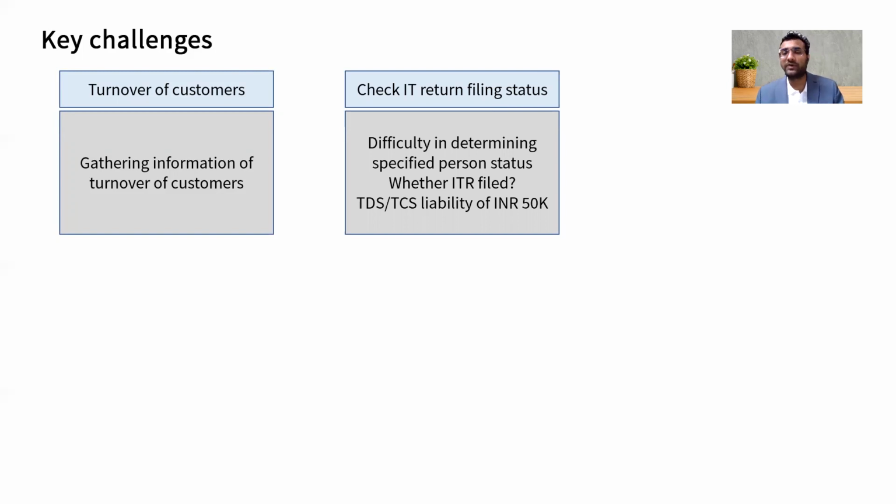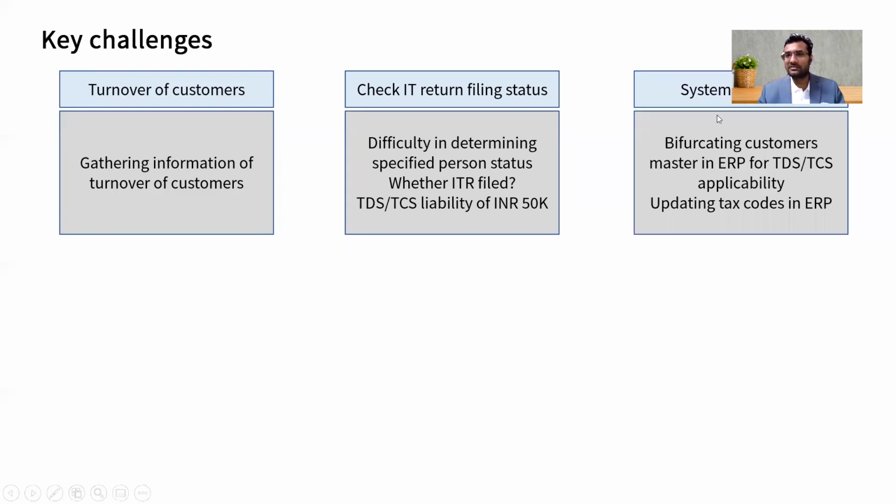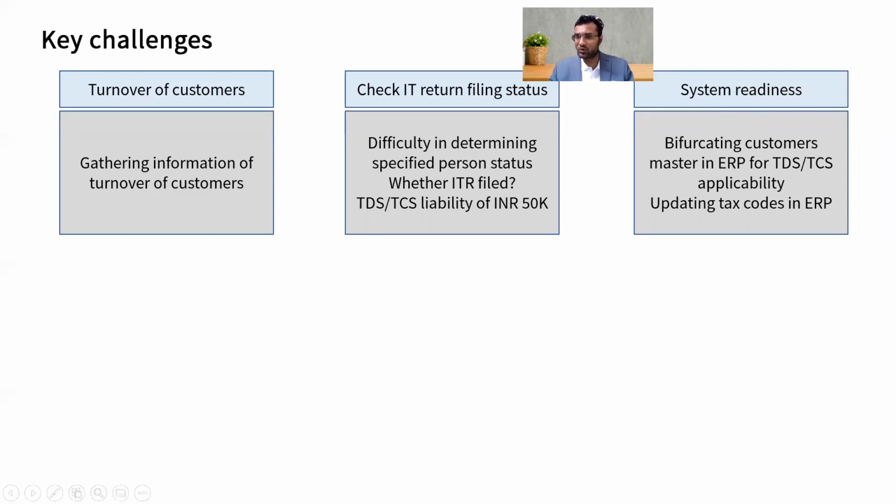They will also let you know whether the TDS or TCS liability was more than 50,000 in both the preceding financial years when the return of income was not filed. Another thing is the system challenges. So system readiness has to be checked. The company has to start bifurcating customer master in ERP, whichever ERP the company uses, for the TDS and the TCS applicability. So updating of tax codes in ERP would be a mandate now.